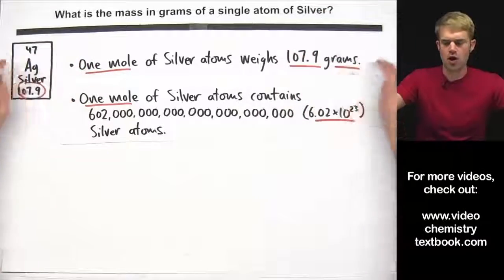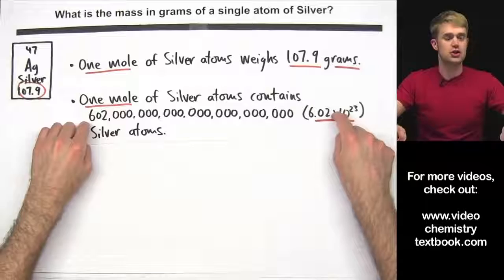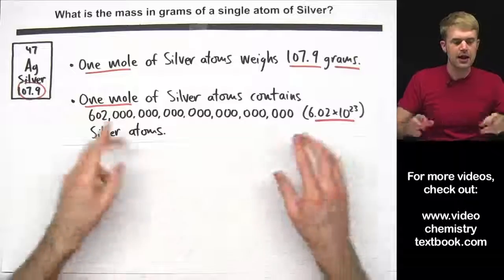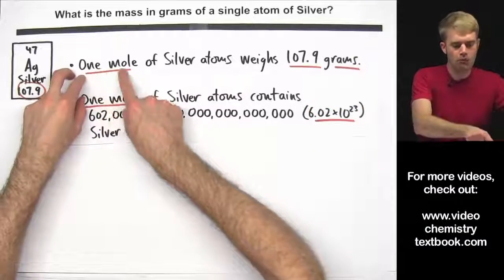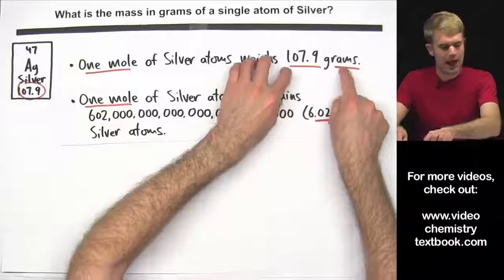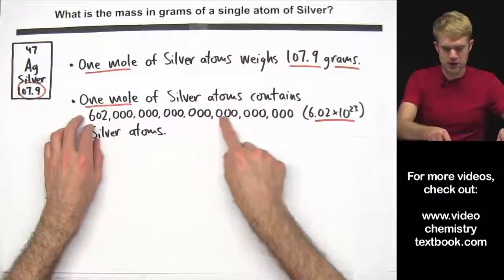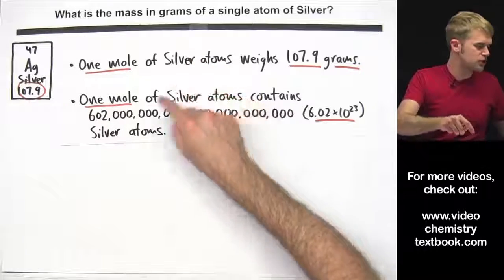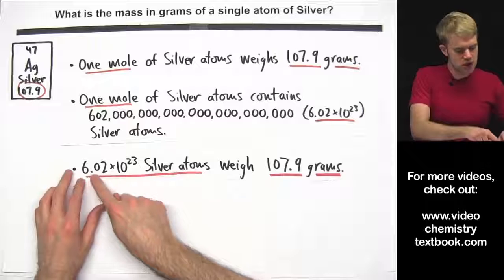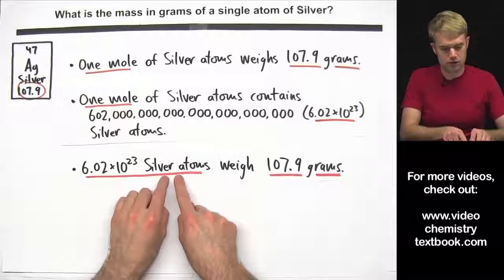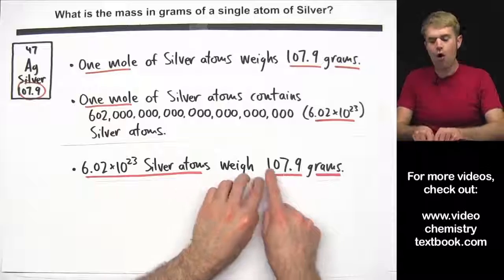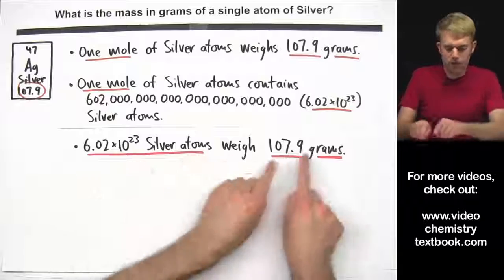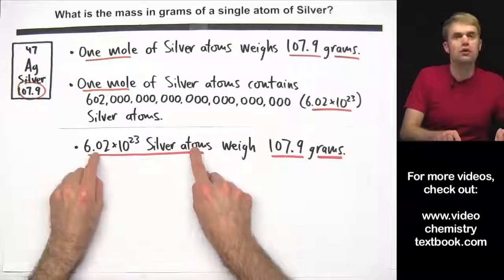Now, to solve this problem, we want to take these two pieces of information and combine them to make a third piece. It's going to be the most useful for us. Here are the two things we know. We know that 1 mole of silver atoms weighs this much. And we also know how many silver atoms, 602 hexillion, are in 1 mole. So from these two pieces of information, we can say that 602 hexillion silver atoms, 1 mole, weigh 107.9 grams. Now we know how much this number of silver atoms weigh.